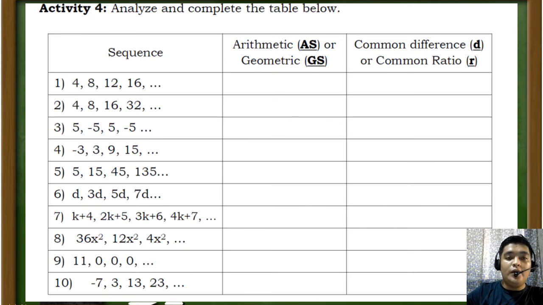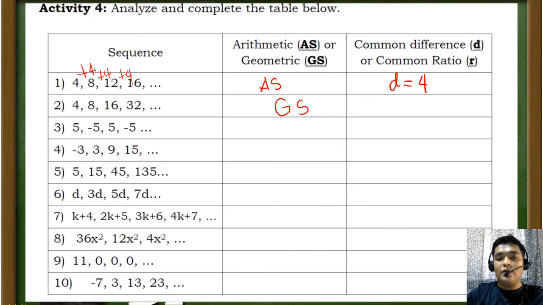Okay? So for number 1, 4, 8, 12, 16. You have to study the pattern, what is the pattern? Okay, very good. That is adding plus 4, plus 4, plus 4. So therefore, it is adding. So this is an arithmetic sequence. So what is our D? Our D here is, very good, 4. How about number 2? Okay, the one about eggs earlier, no? Of course, this is a geometric sequence. Our R here is 2. Very good.